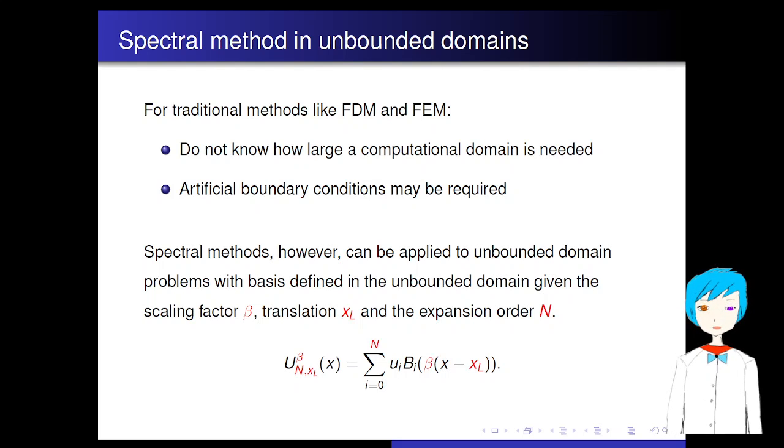However, spectral methods can be applied to unbounded domain problems with basis functions defined in the whole domain. But there are three parameters: the scaling factor beta, which determines the shape of the function, or the decay rate of the function at infinity; the translation, or the displacement of the basis function; as well as the expansion order. Here I mark the three parameters in red.